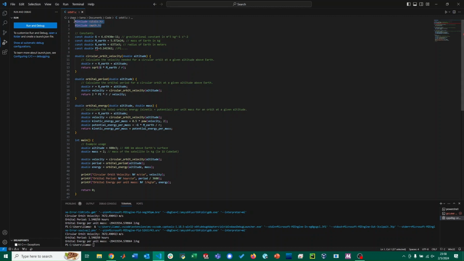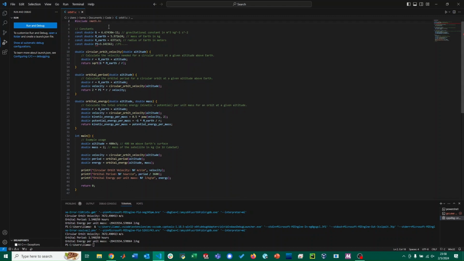So first, you've got to include your libraries. And then we go to the constants, so we're just defining a gravitational constant, the mass of the Earth, the radius of the Earth in meters, and of course pi.